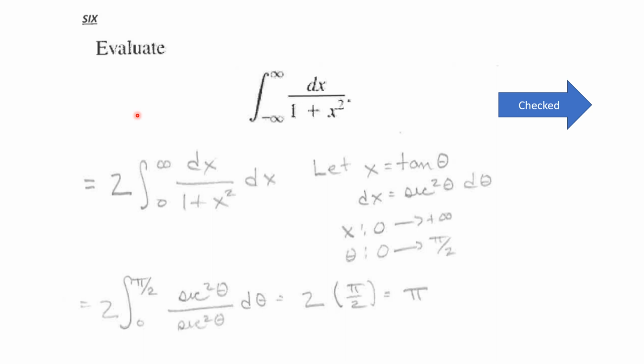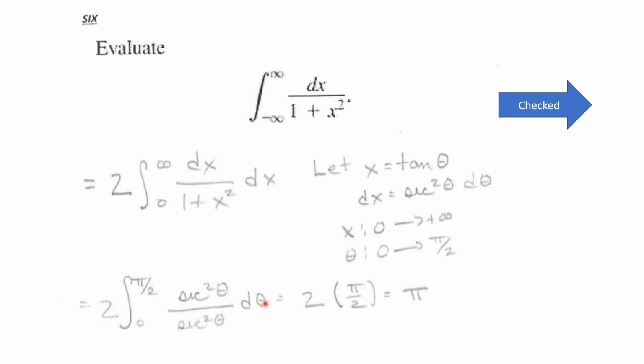Here's another improper integral to evaluate. You go from minus infinity to infinity of dx over 1 plus x squared. Since the integrand is even, you know that this integral from minus infinity to infinity is twice the integral from 0 to infinity. And you can evaluate this using a substitution. x is tan theta. dx then is secant squared theta d theta. As x goes from 0 to infinity, theta will go from 0 to pi over 2.